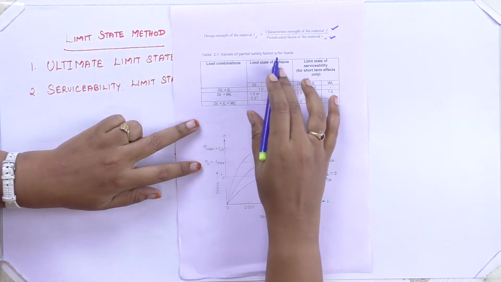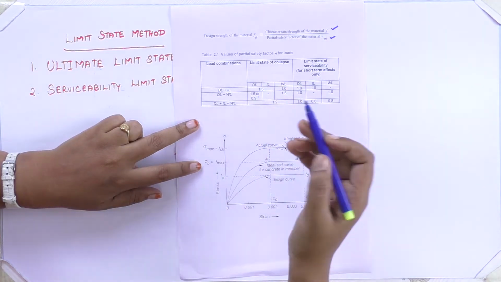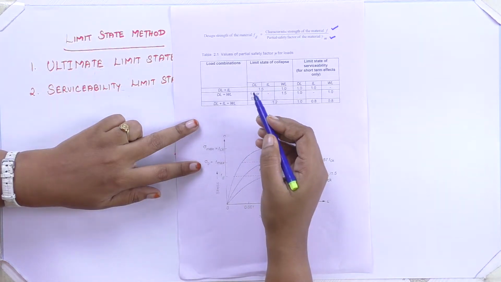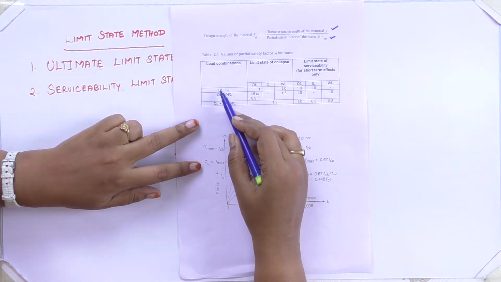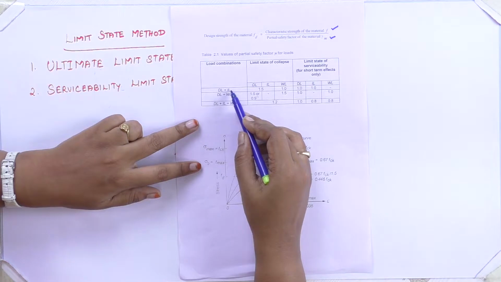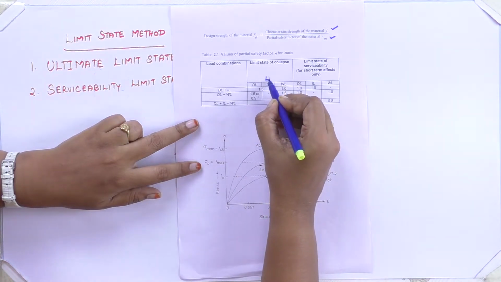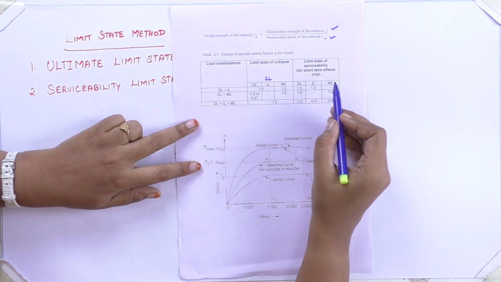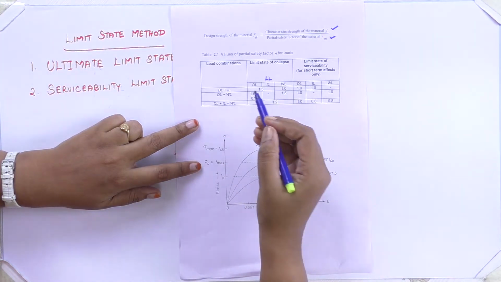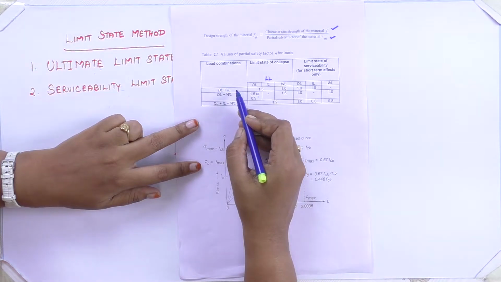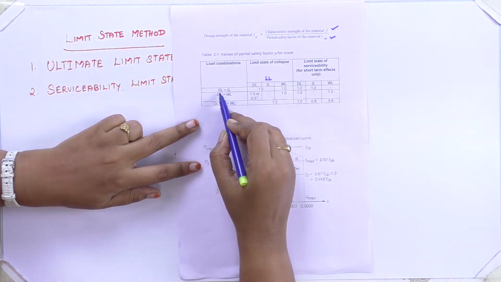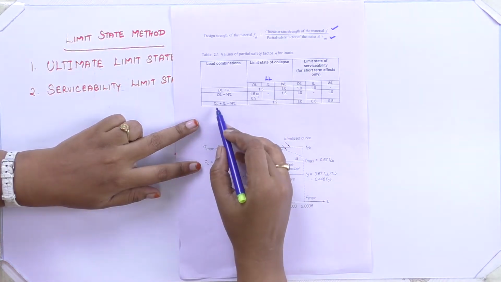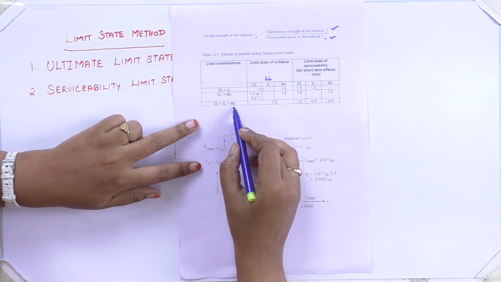We have partial safety factors for loads also. We have seen two types of load, the major ones: dead load and imposed load. Imposed load we can also call live load. WL denotes wind load. We have certain combinations of load occurring in our structures: dead load plus live load, dead load plus wind load, then dead load, live load and wind load.